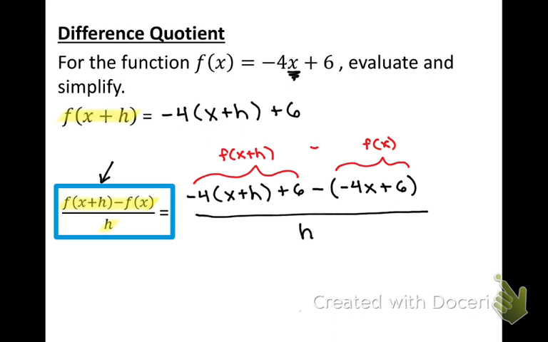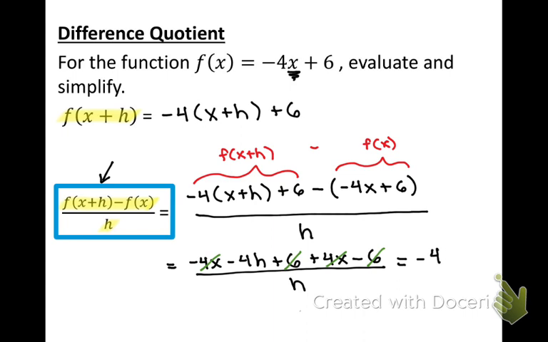Now, we're not done quite yet because we need to simplify. All right, so let's see what happens when we clean this up. Let's distribute in that numerator. We're going to get negative 4x minus 4h plus 6 plus 4x minus 6 over h. Here's where the beauty happens. See you later, 4x's. See you later, 6's. We are left with, at this point, negative 4h over h. What happens now?